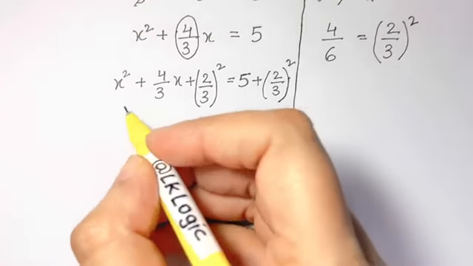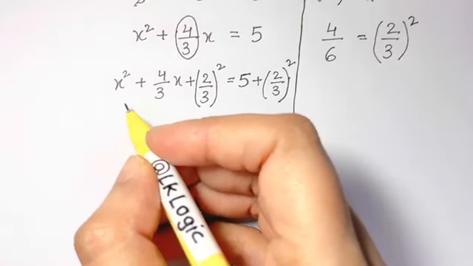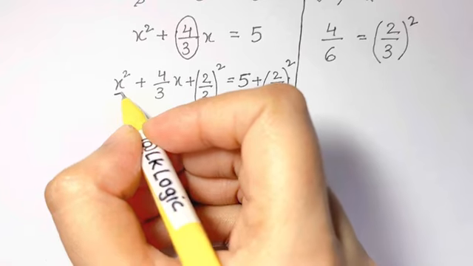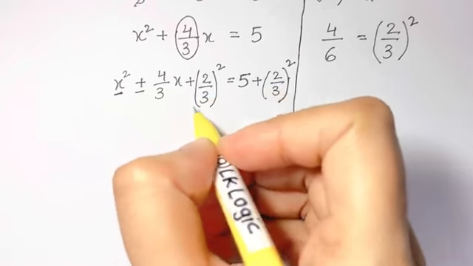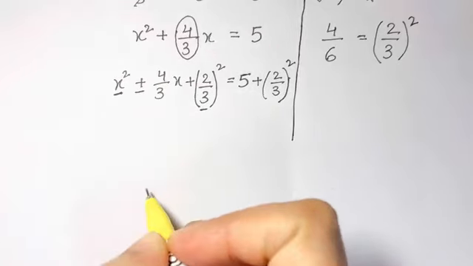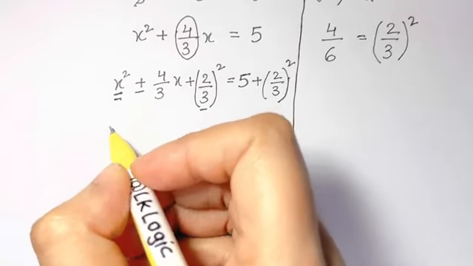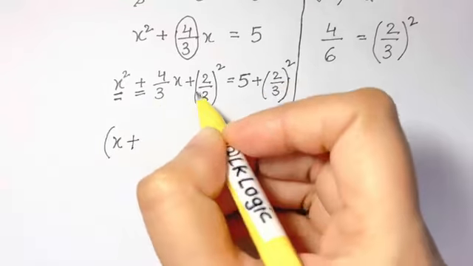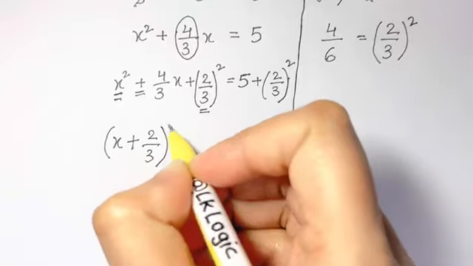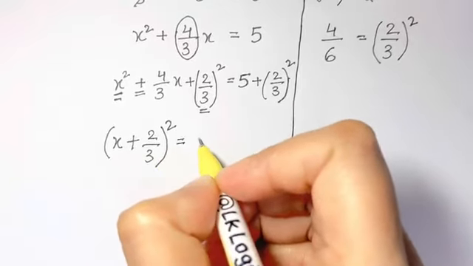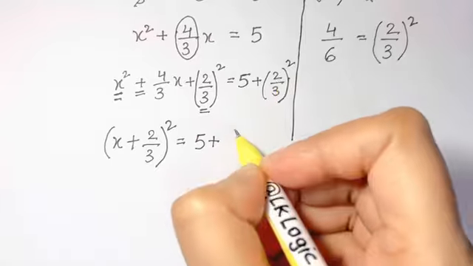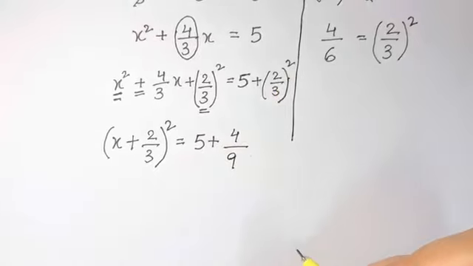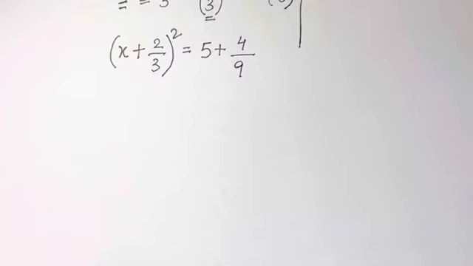Now you can see this left hand side is a complete square of what? You have x and then the positive sign in between and this 2/3 inside this parenthesis. Let's write it in this parenthesis. So we have x plus 2/3 and then complete square equals 5 plus 2 squared is 4 and 3 squared is 9. So you have 4 over 9. Therefore, we have x plus 2/3 the whole square is equal to 5 plus 4 over 9.